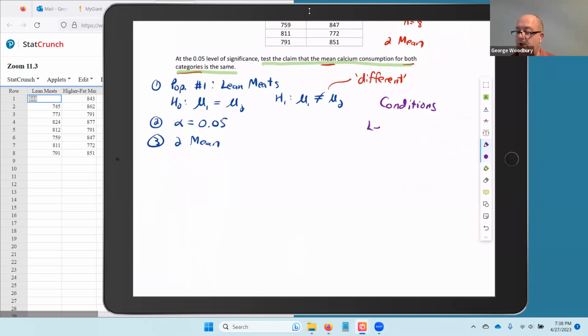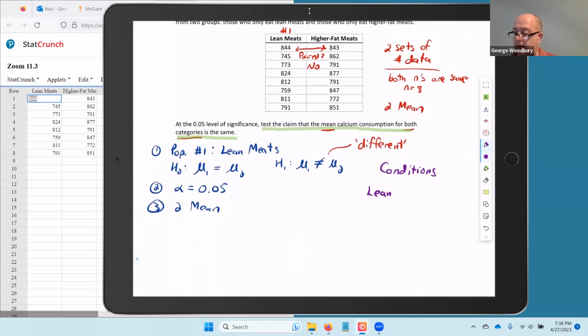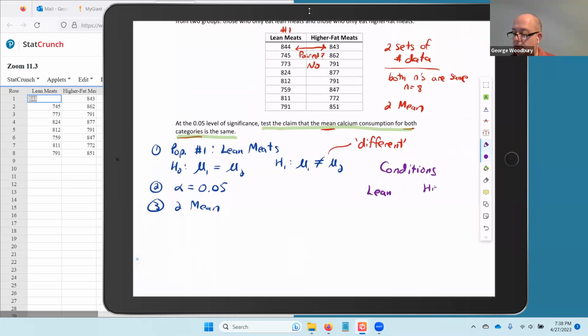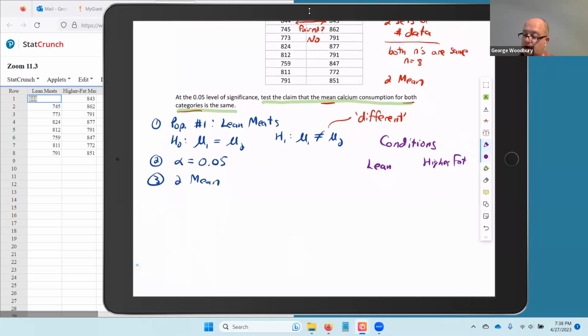For both the lean meat group and the higher fat groups, there are three conditions we have to check. We've got to check the 20N condition. We have to check that the Shapiro-Wilk p-value is above 0.05. And we need to make sure there are no outliers.